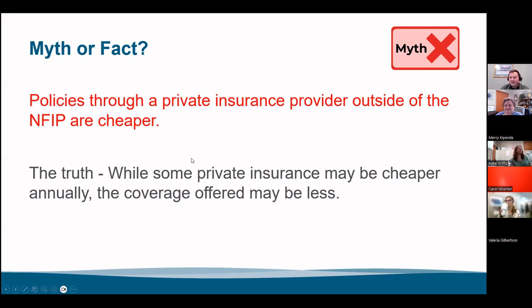While some private insurance might be cheaper annually, the coverage that they offer might be less. The key thing here is that with private insurance, you might have more options. They might be able to move up on your deductible higher than the NFIP can go, or they can offer different coverage amounts. But what they're covering might differ from the NFIP. On average, private insurance is not inherently cheaper than a policy through the NFIP.